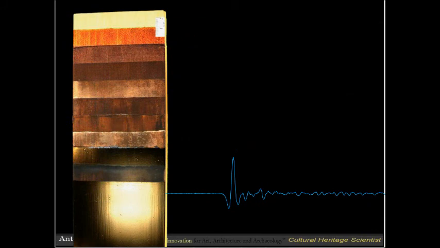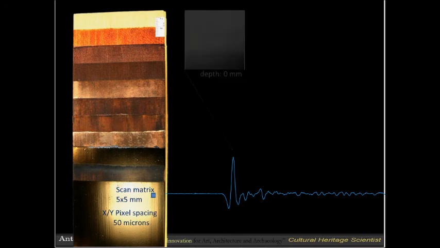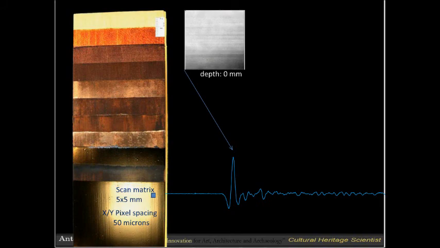Much more powerful than a single spectrum of a spot area is scanning the surface to get a tomographic view of the object. We scanned a 5 by 5 mm surface of the final lacquer with pixel spacing of 50 microns. The T-ray matrix data can be shown as an area image which is similar to a photograph and presents a top-view image of the area that shows the intensity of the T-ray reflection at any desired depth.